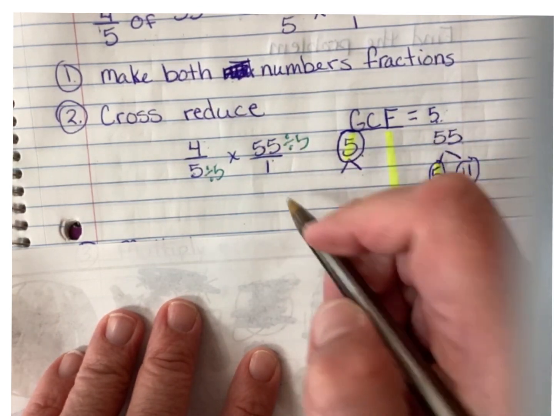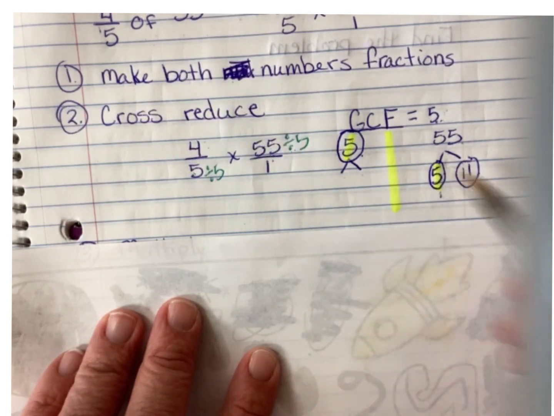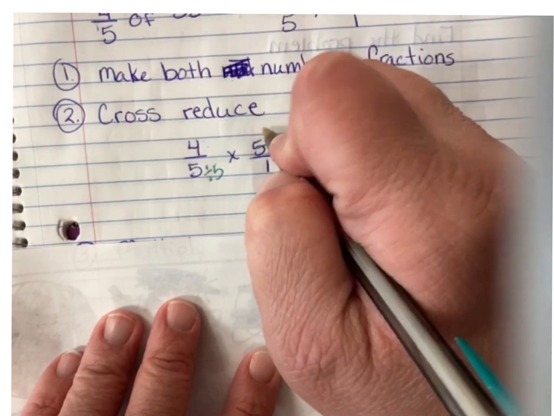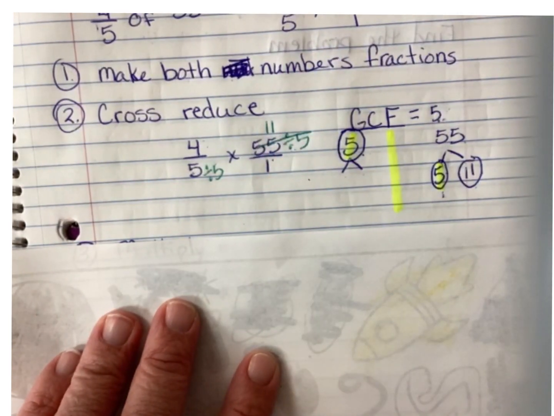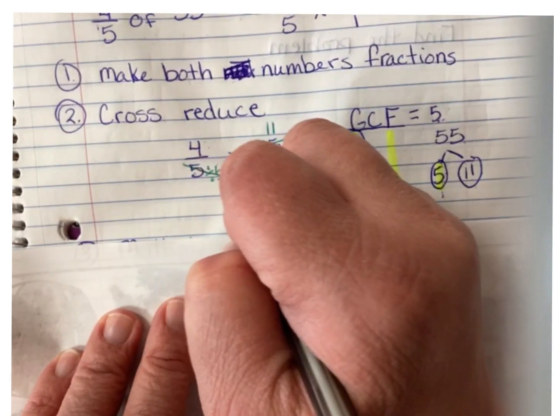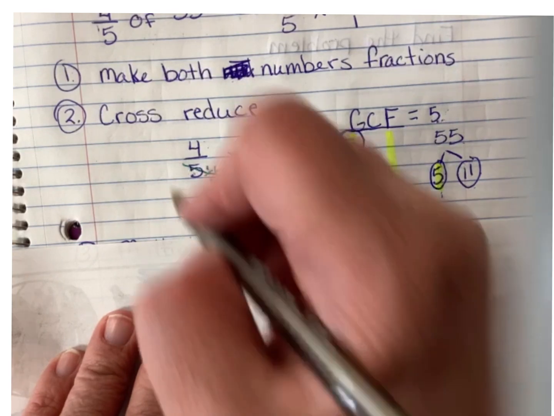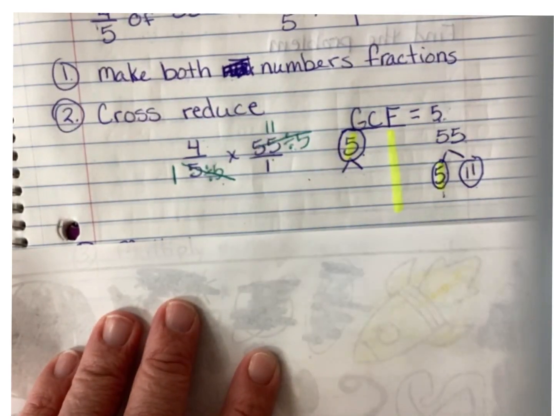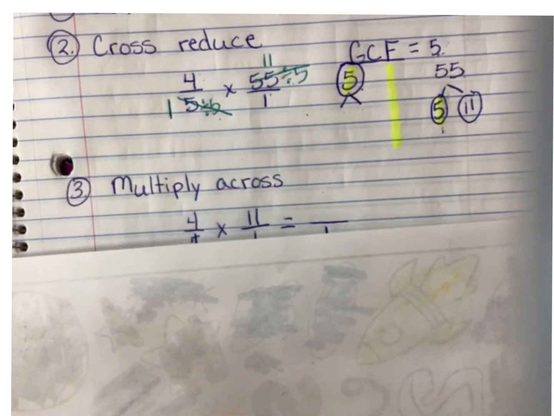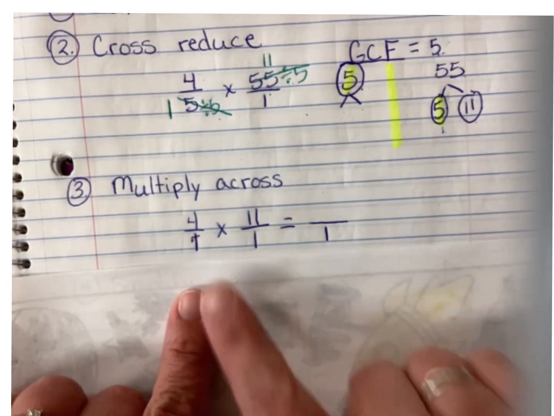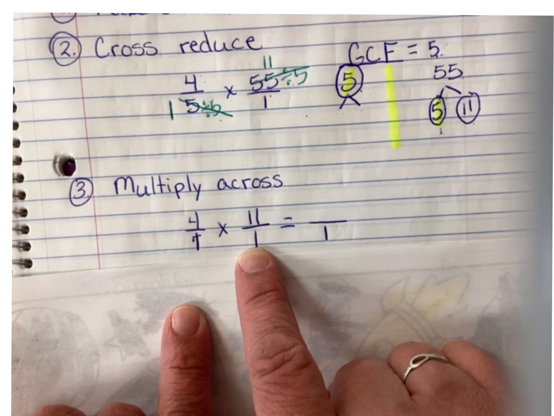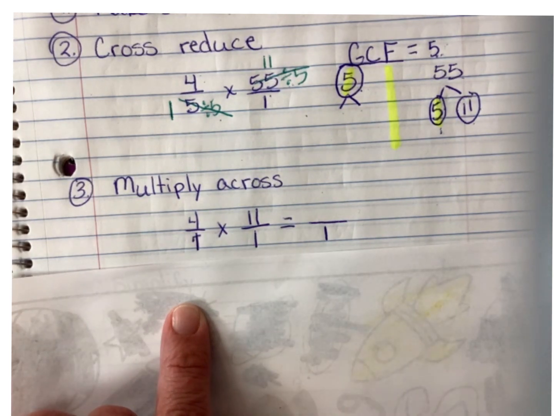When I cross-reduce this 55 divides by 5, and it's going to make 11. So this is going to cross out, and now I will have 11 on top. And over here, this 5 divided by 5 is going to cross out, and I'm going to end up with 1 over here. So I'm going to have a different problem that looks like this. 4 over 1 and 11 over 1. And then I'm ready for my next step.